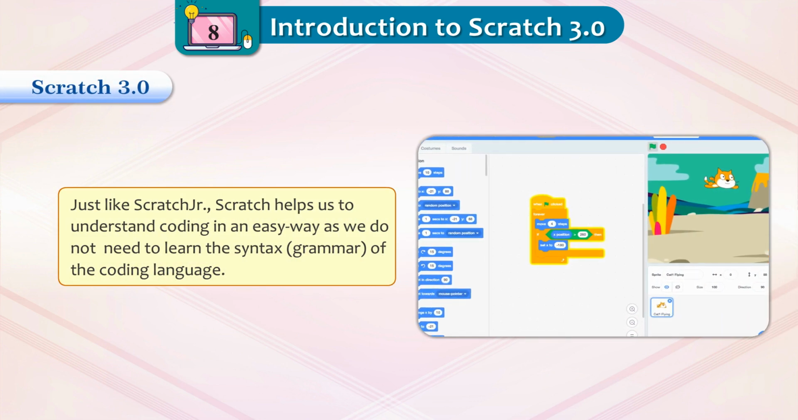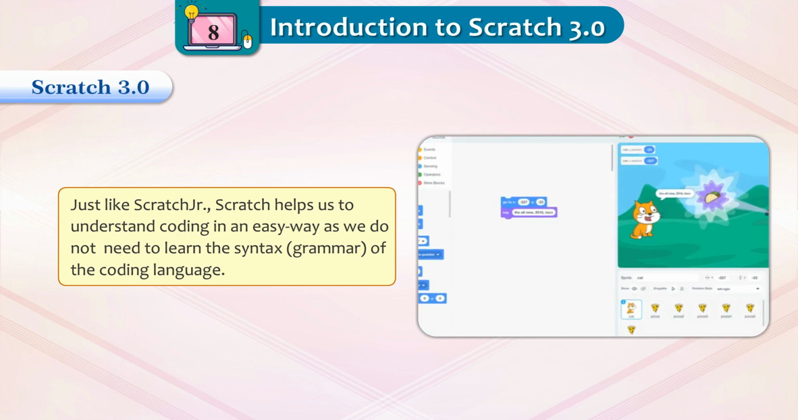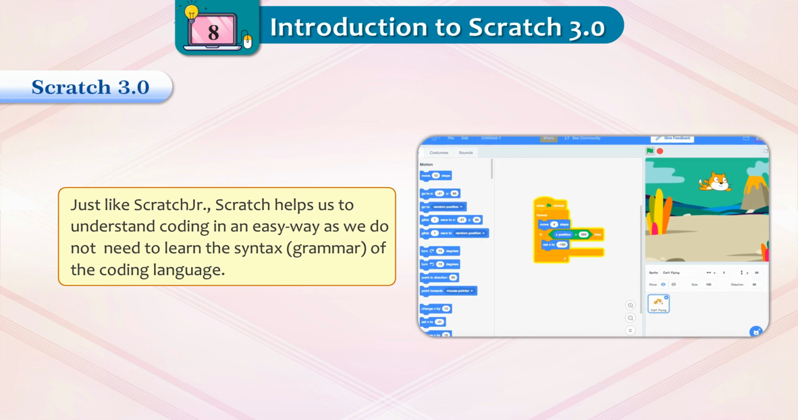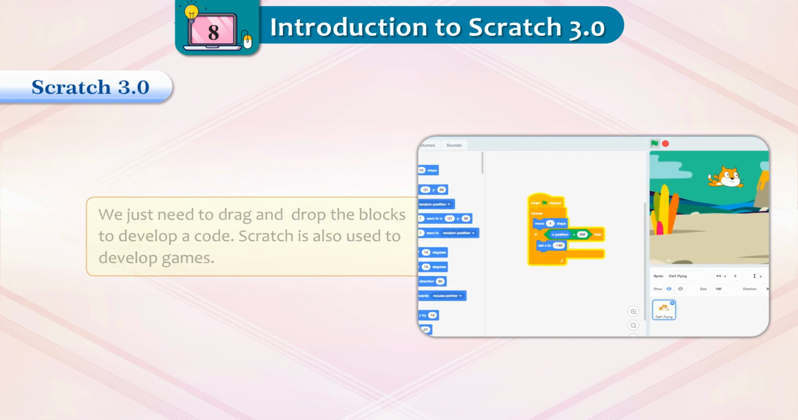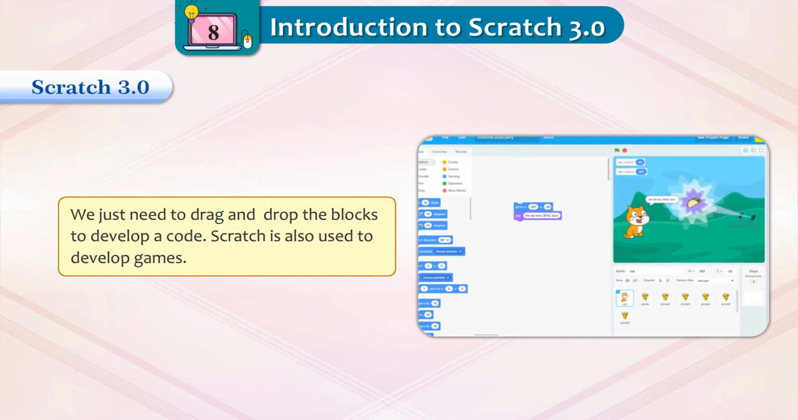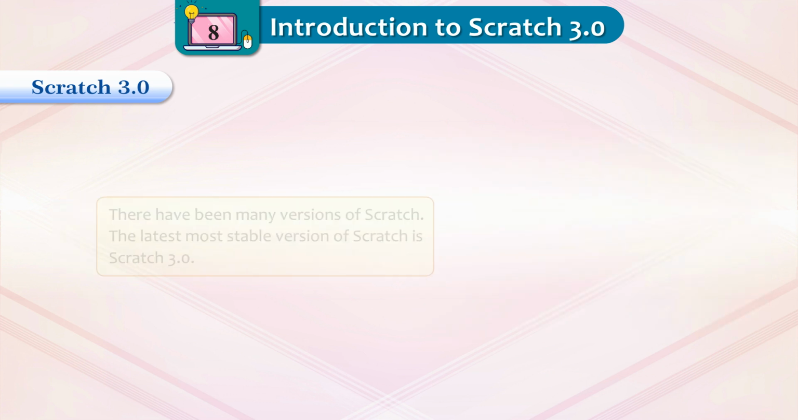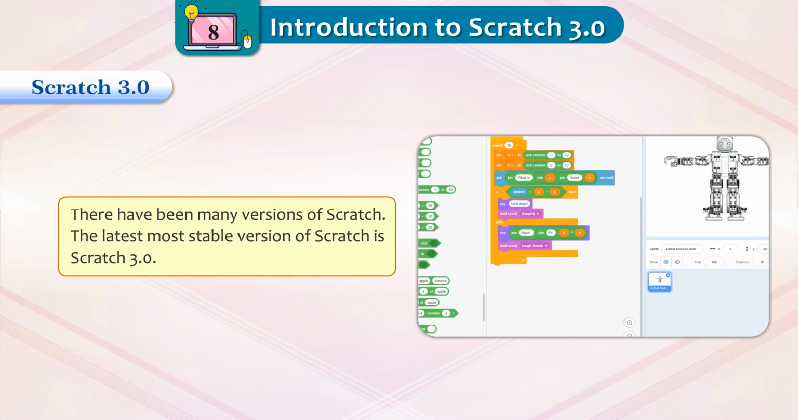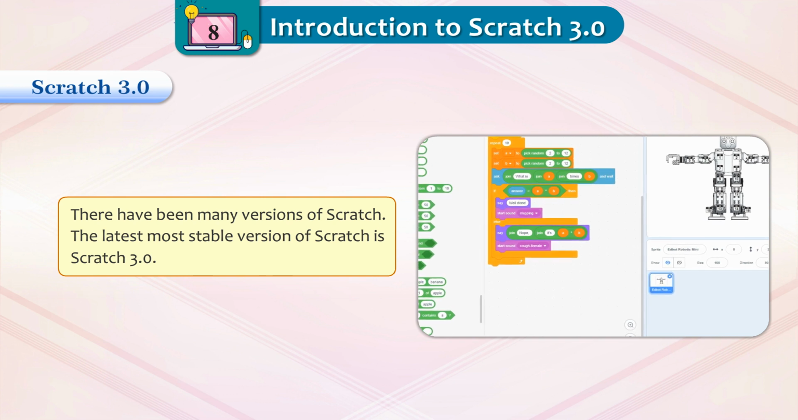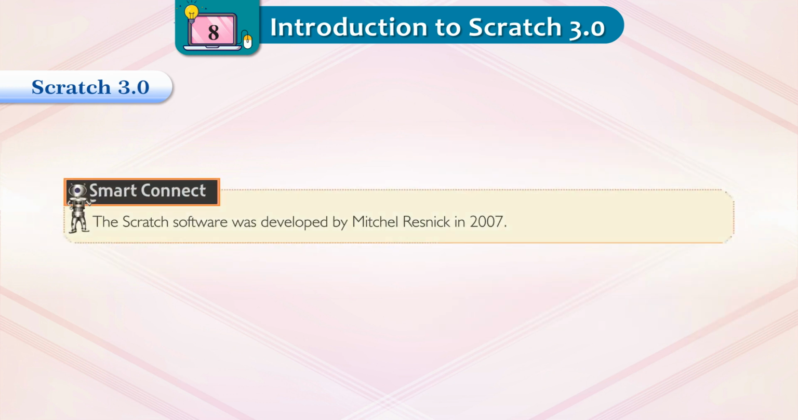Scratch 3.0. Just like Scratch Junior, Scratch helps us to understand coding in an easy way as we do not need to learn the syntax, grammar of the coding language. We just need to drag and drop the blocks to develop a code. Scratch is also used to develop games. There have been many versions of Scratch. The latest, most stable version of Scratch is Scratch 3.0. The Scratch software was developed by Michel Resnick in 2007.